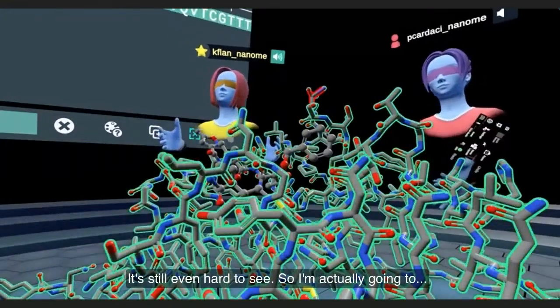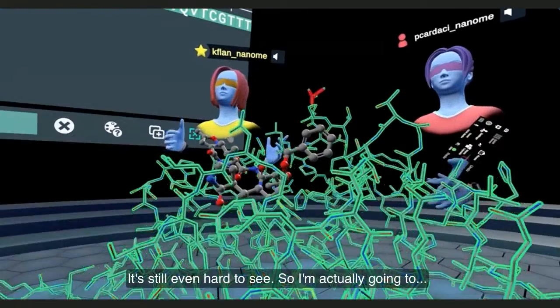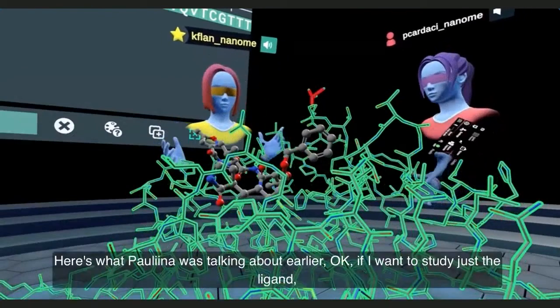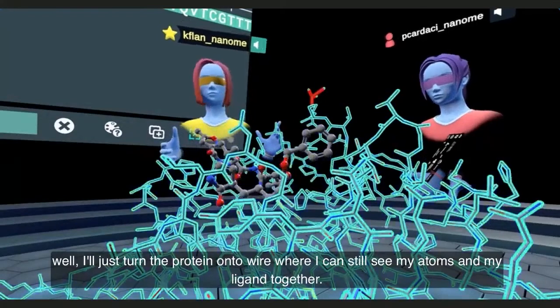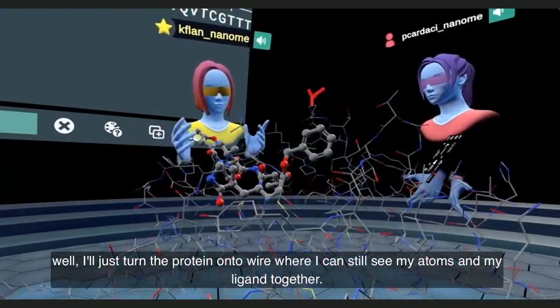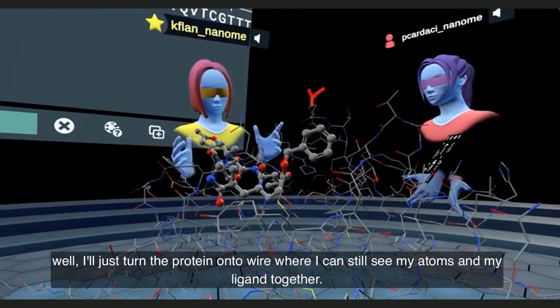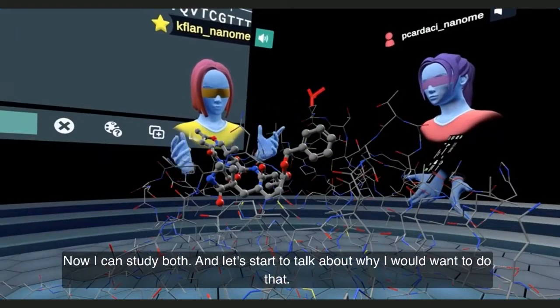So I'm actually going to, here's what Paulina was talking about earlier. Okay, if I want to study just the ligand, well, I'll just turn the protein onto wire where I can still see my atoms and my ligand together. Now I can study both.